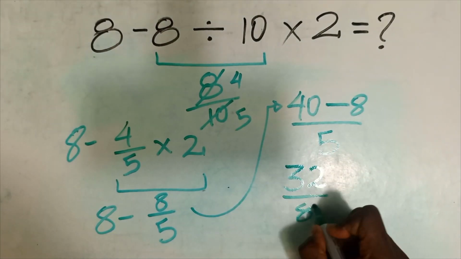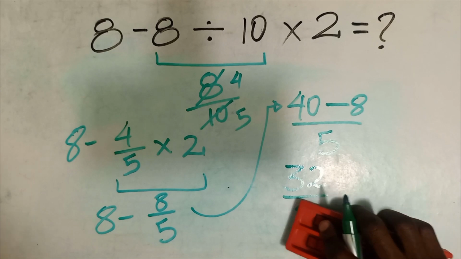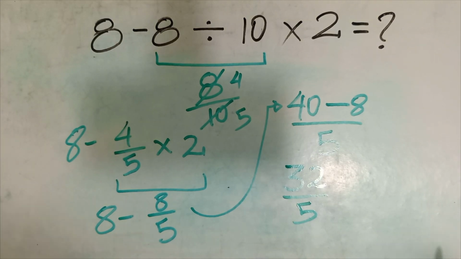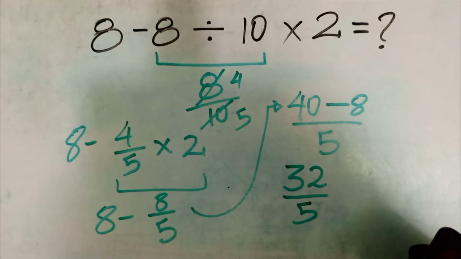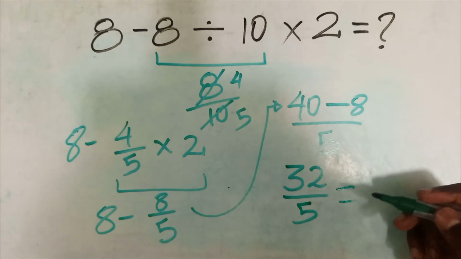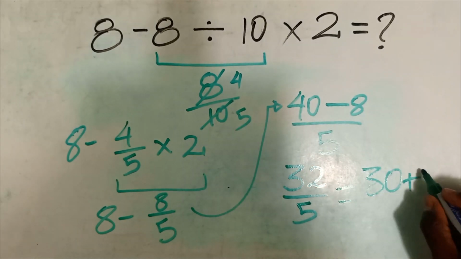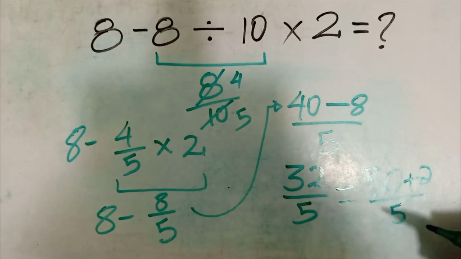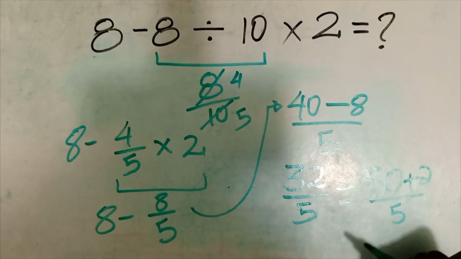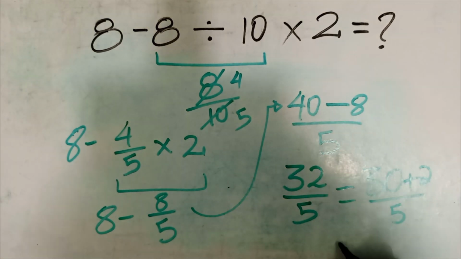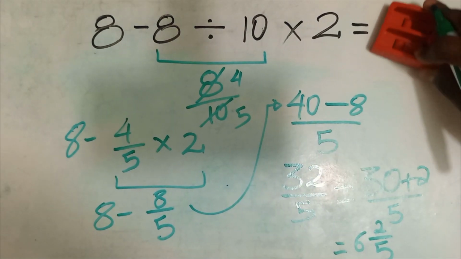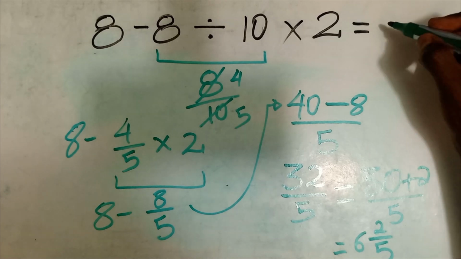So 32 over 5. And now let's convert this improper fraction to a mixed number. 32, we can write 30 plus 2 over 5. 30 divided by 5 gives us 6. So 6 and 2 over 5. So therefore, our final answer to this problem is just 6 and 2 over 5. The correct answer will be 6 and 2 over 5.